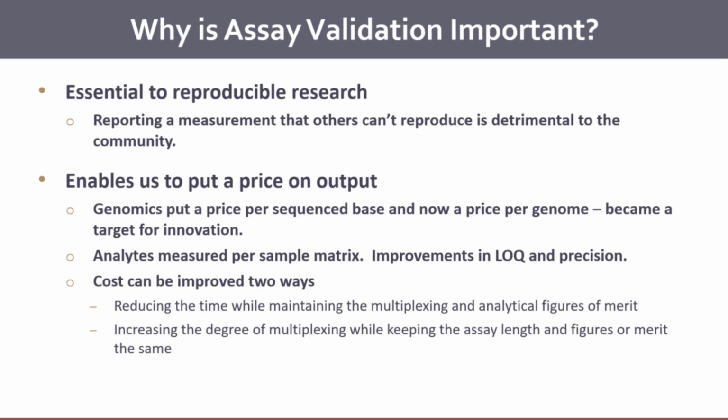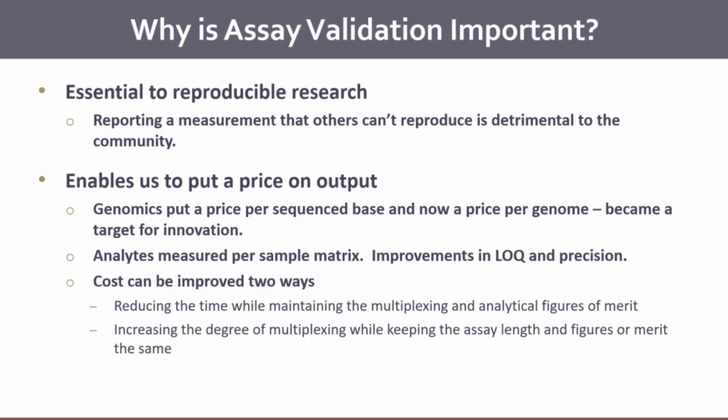So reporting a measurement that others can't reproduce is detrimental to the community. Just being the one lab that's capable of doing something unique and special is not very helpful. It also enables us to put a price on output. Genomics put a price per sequenced base initially. It used to be the cost per base. Now, of course, it's a price per genome. But this became a target for the federal funding agencies to start to drive innovation, right?